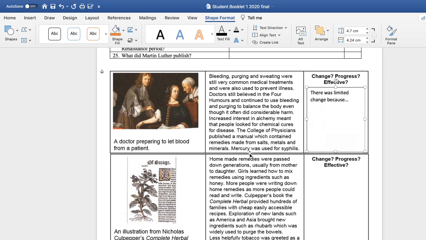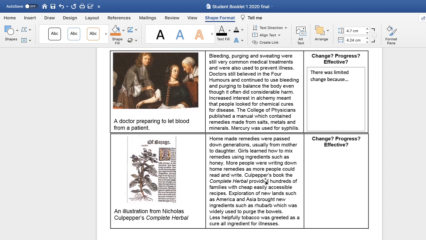So this box here, you would talk a little bit about what has stayed the same, what has changed, and whether you think that shows progress. Whether you think publishing a manual shows progress, whether you think bloodletting is that effective, because it tells us here that it did considerable harm. So just looking at the evidence in this information box and writing an assessment explaining whether you think there was change, progress, and whether you think it was effective. You have to do this for each one.